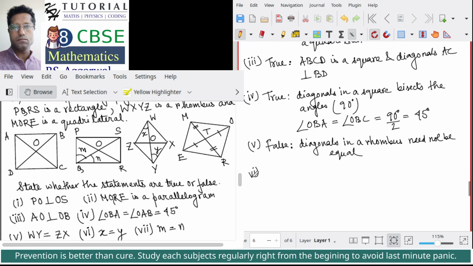6, x is equal to y. So in the rhombus it is given that x is equal to y. Will it be true in the rhombus? So we have the rhombus something like this, W, X, Y, Z. The diagonals intersect at the point O, giving this angle as x and this angle as y. Are they equal?